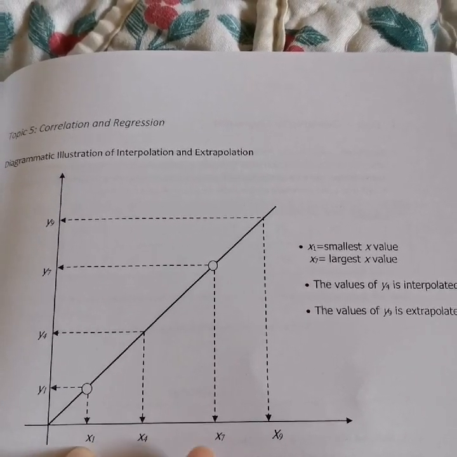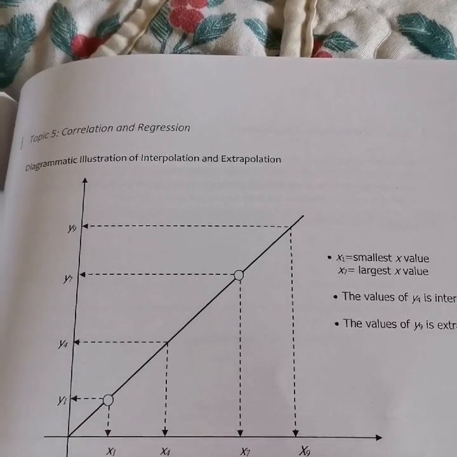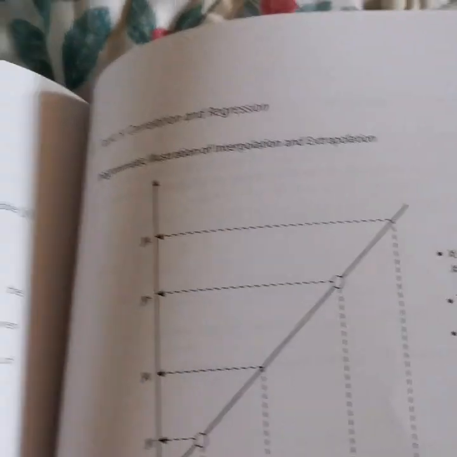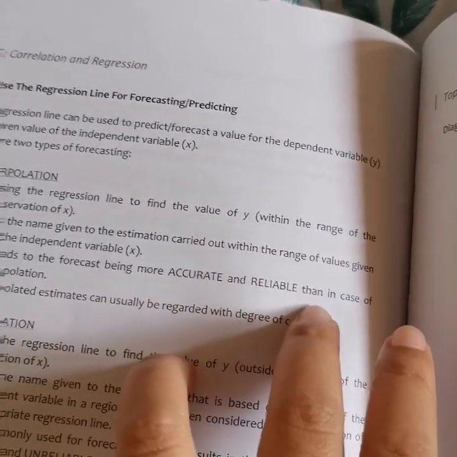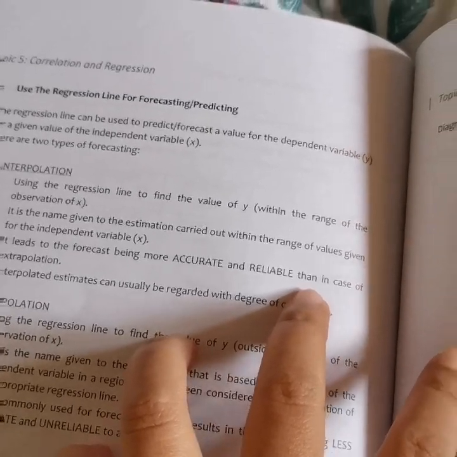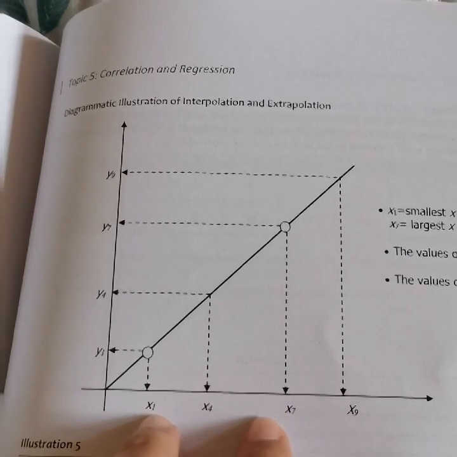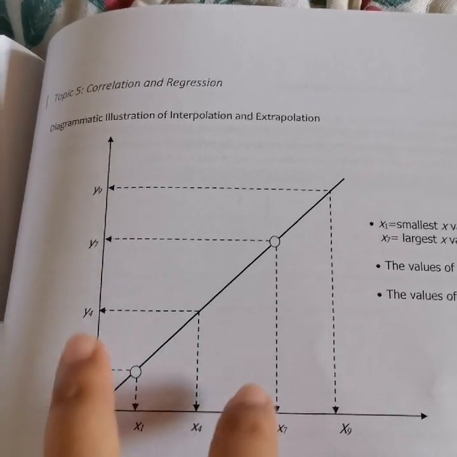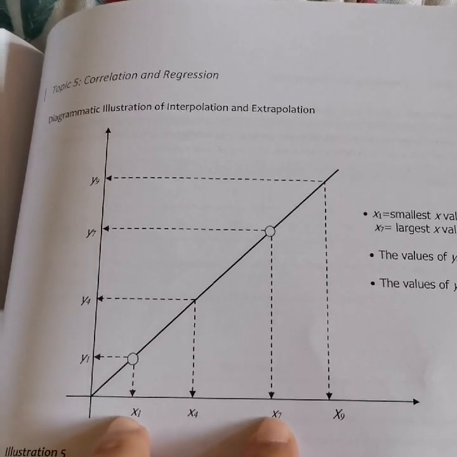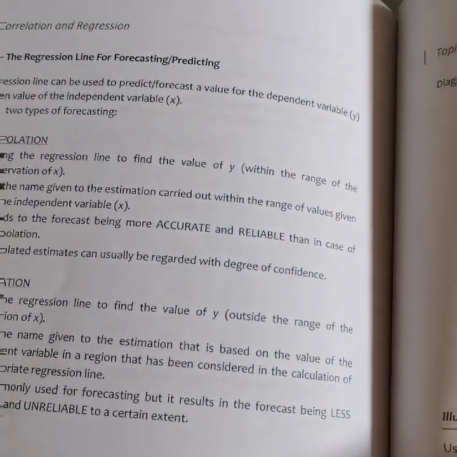Interpolated estimation. When you have interpolation, you can say that your forecast is more accurate and reliable. Why is it more accurate and reliable? We are trying to get the value of y for an x that is still in the range of our data. That's why the forecast is more accurate and reliable.